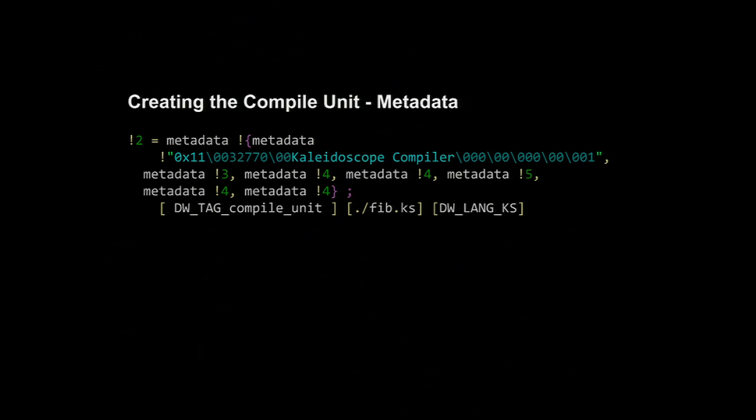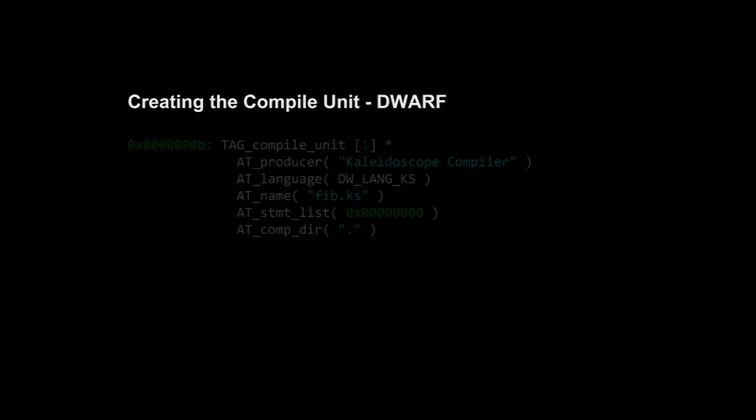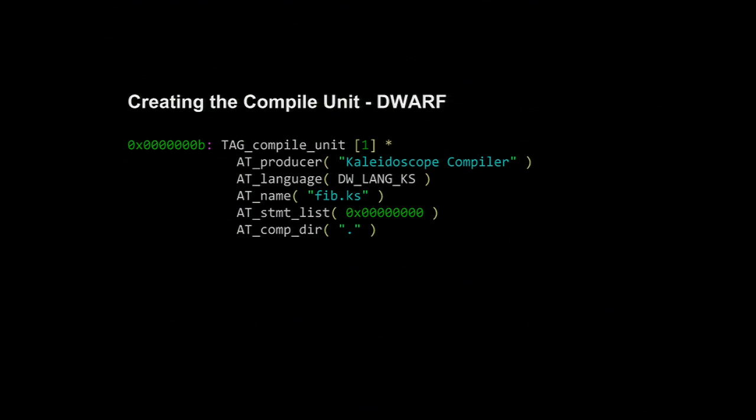The most important part to look at is the printout here at the end. The metadata is just references all over the place. Most of these metadata references in the middle are actually temporary metadata that are going to get resolved later. And everything else says we create a compile unit with a language of KS and a file of Fibonacci in the current directory. And ta-da, it looks like this.